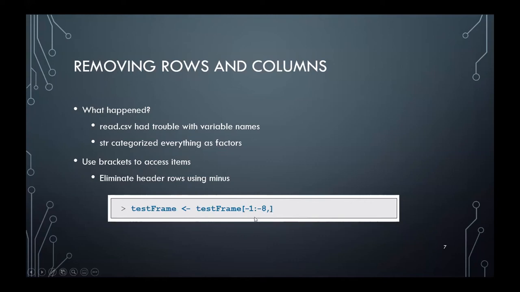Now we can easily delete items by using this minus sign here. So it's going to delete row 1 and then row 8. The colon means basically from 1 to the other. So from 1 to 8, delete everything. It's going to drop rows 1 through 8.